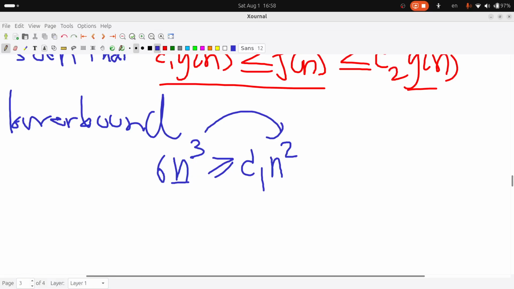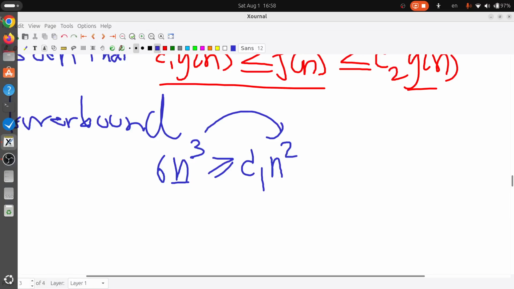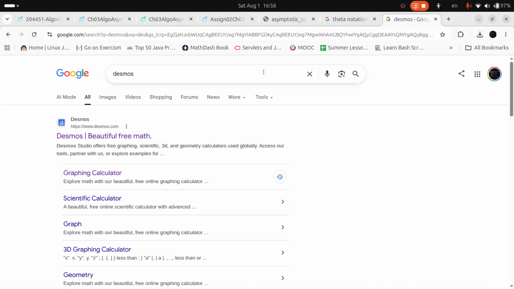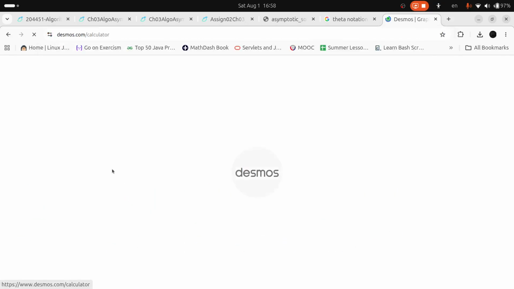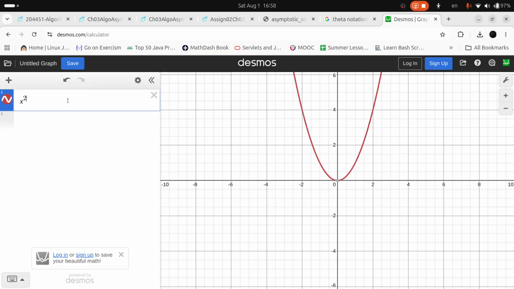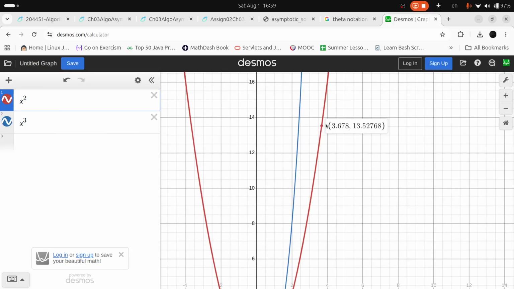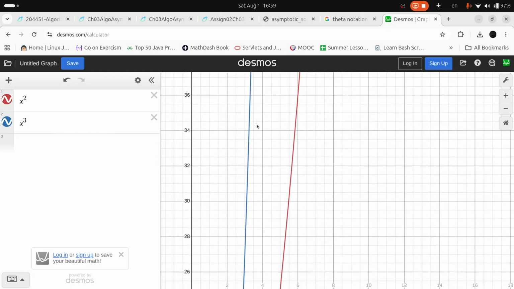Well, actually it cannot, right? Because n power of 3 grows faster and goes larger than n square. If I plot the graph on the decimal graphing calculator, with x square and x cubed, we can see that the graph of n power of 3 goes larger than n square. See, it goes much larger.